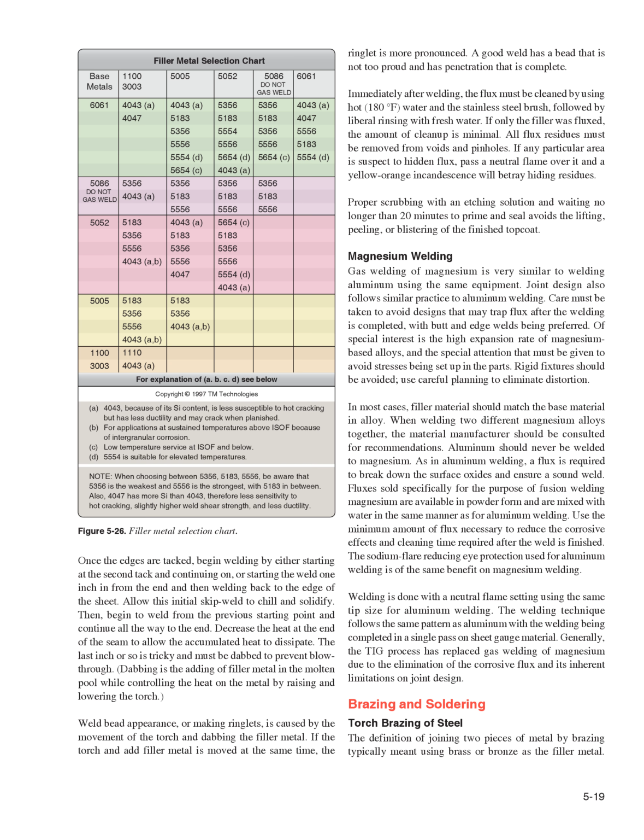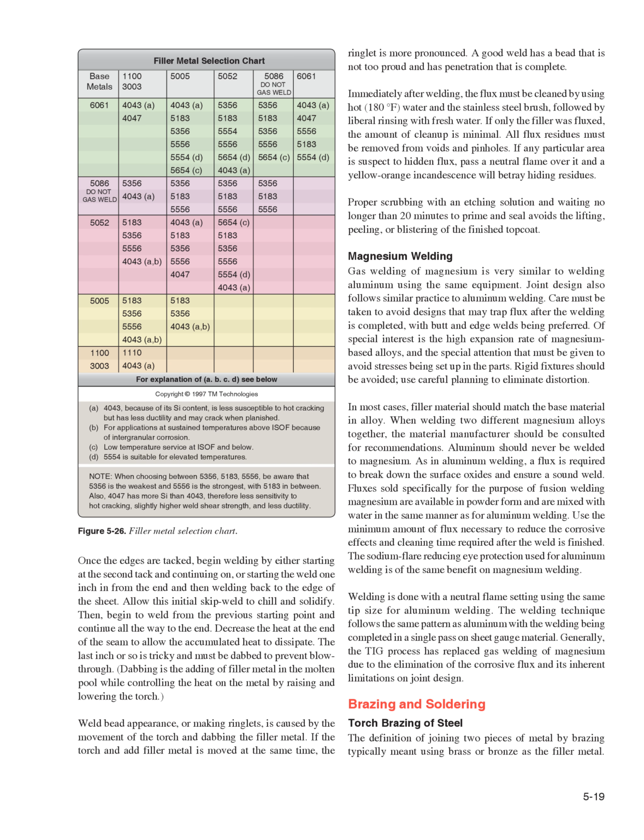Magnesium welding. Gas welding of magnesium is very similar to welding aluminum using the same equipment. Joint design also follows similar practice to aluminum welding. Care must be taken to avoid designs that may trap flux after the welding is completed, with butt and edge welds being preferred. Of special interest is the high expansion rate of magnesium-based alloys, and the special attention that must be given to avoid stresses being set up in the parts. Rigid fixtures should be avoided. Use careful planning to eliminate distortion.